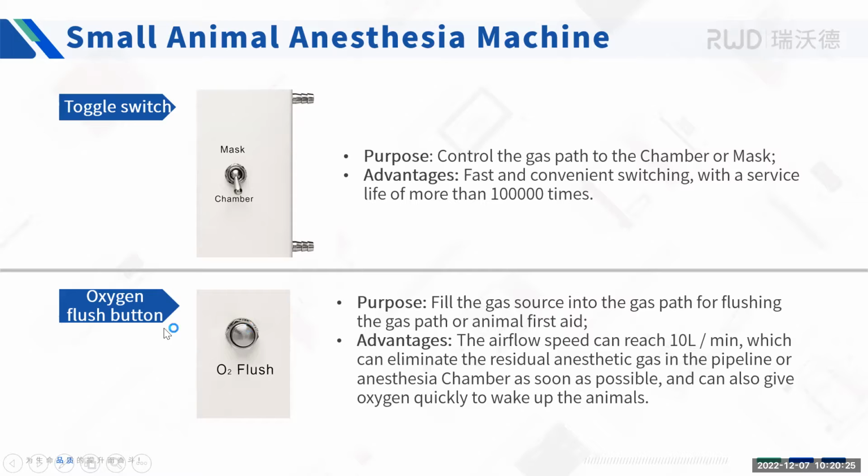This one is the oxygen flush button. It can fill the gas source into the gas path for flushing the gas path or for animal first aid. And the airflow speed can reach 10 liters per minute.